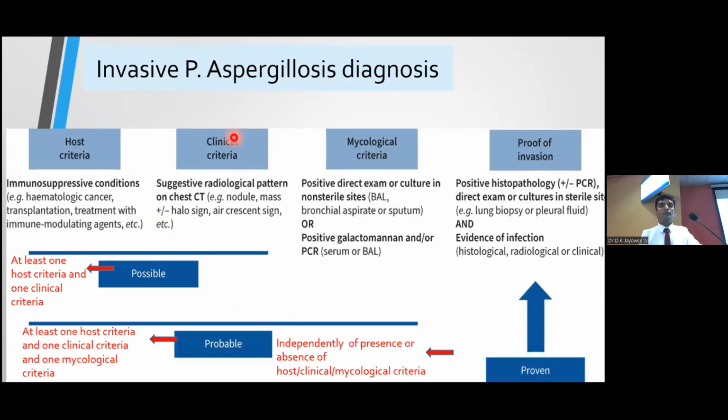For proven invasive aspergillosis, tissue histopathology should be positive in sterile sites. That's how we come to the diagnosis of proven invasive aspergillosis. But most of the time, this cannot be done. Usually, we rely on supportive evidence from the host criteria. If the host has some immunodeficient features with clinical criteria, including radiological appearance, then we can diagnose possible invasive aspergillosis. If the patient also has microbiological criteria like positive cultures or a positive galactomannan test, then we can diagnose probable invasive aspergillosis.